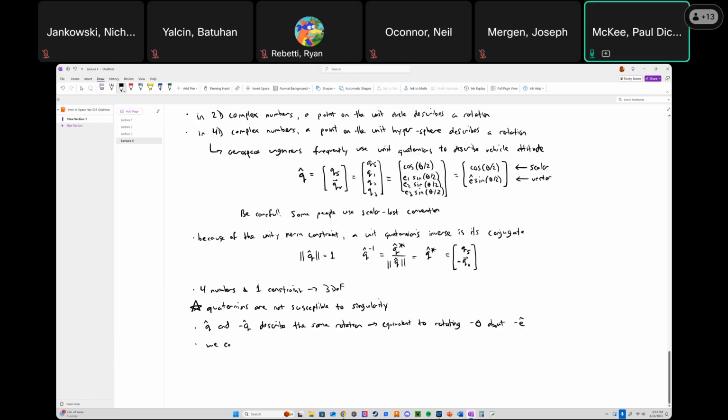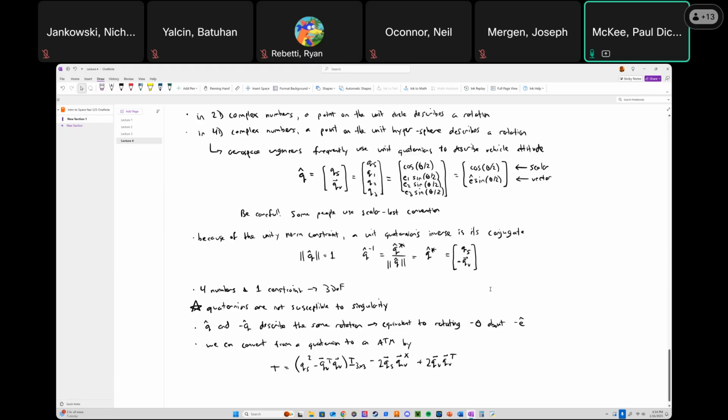We can convert from a quaternion to an attitude transformation matrix by T is equal to QS squared minus Q vector transpose Q vector times the identity matrix, minus 2 Q scalar Q vector cross product matrix, plus 2 Q vector Q vector transpose.